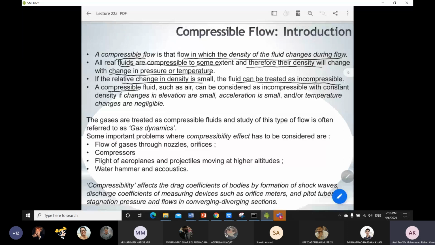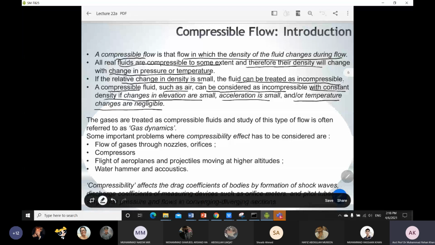A compressible fluid such as air can be considered as incompressible with constant density if changes in elevation are small, acceleration is small, and temperature changes are negligible. So this is the condition from where we have to assume that the air is incompressible. However, air is a compressible fluid.